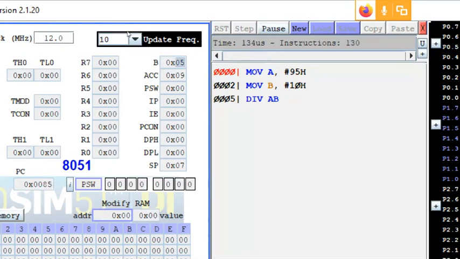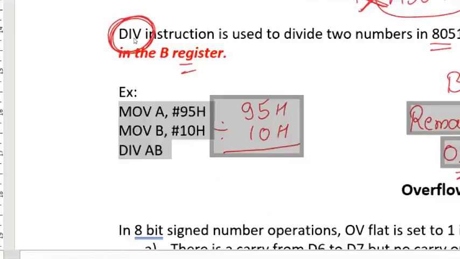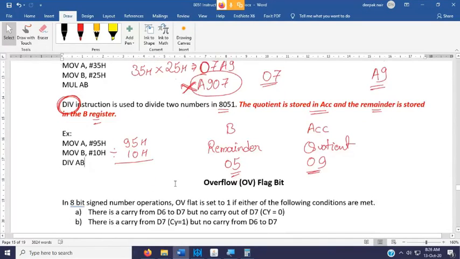Okay. You see here B got 0, 5 which is the remainder and accumulator got 0, 9 which is the quotient. Done. So this is multiplication and division.